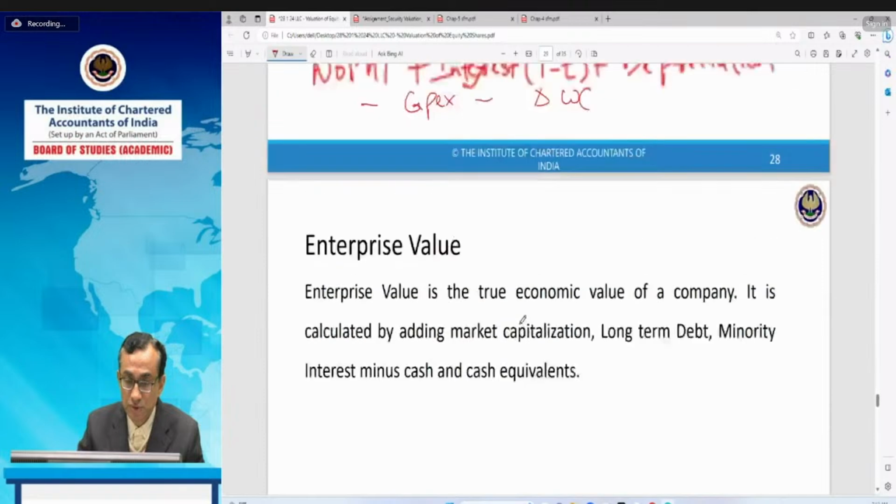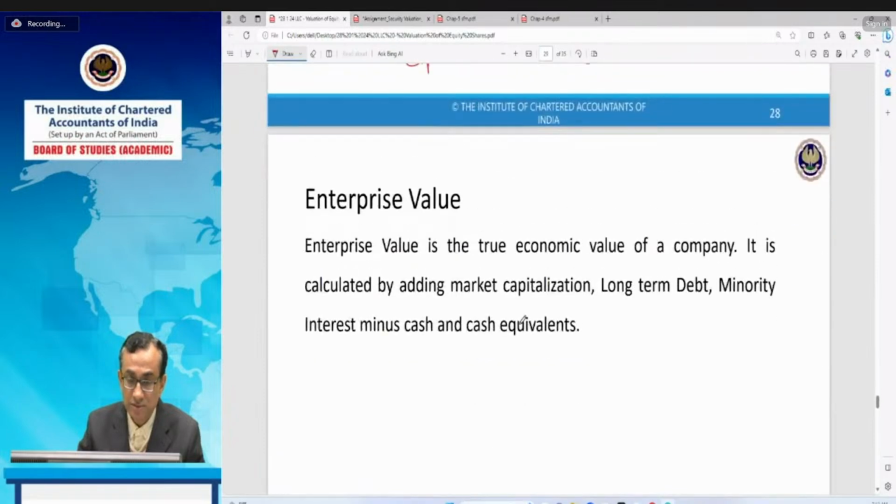Now come to another very important concept, that is enterprise value. What is the enterprise value? Enterprise value is considered as the true economic value of a company. In simple language, you can say enterprise value is also called the acquisition value, or it is the value at which another company may purchase it. So it is also called the merger and acquisition value.